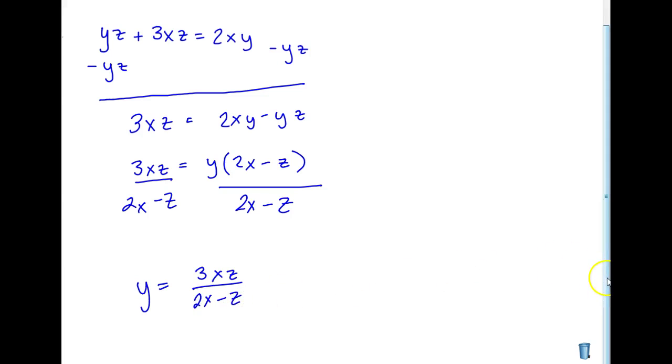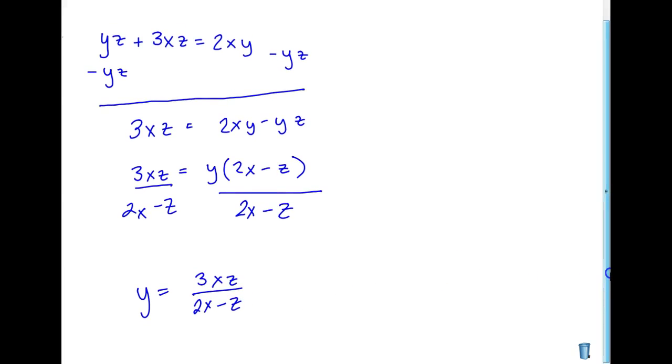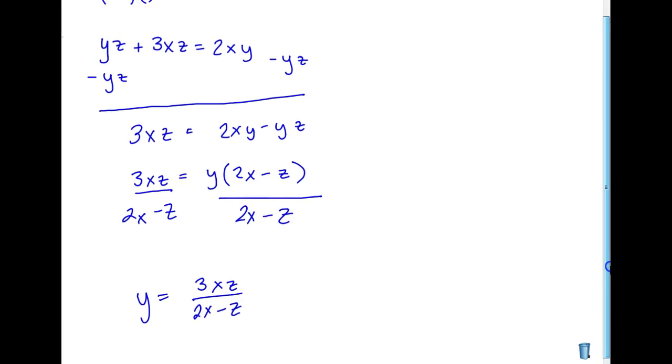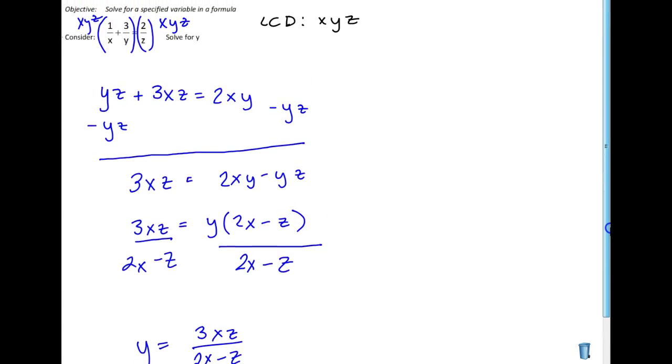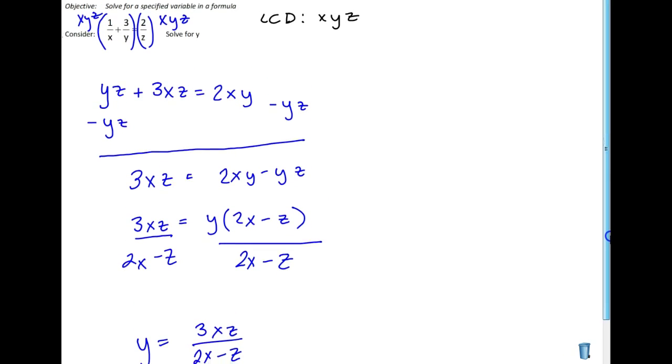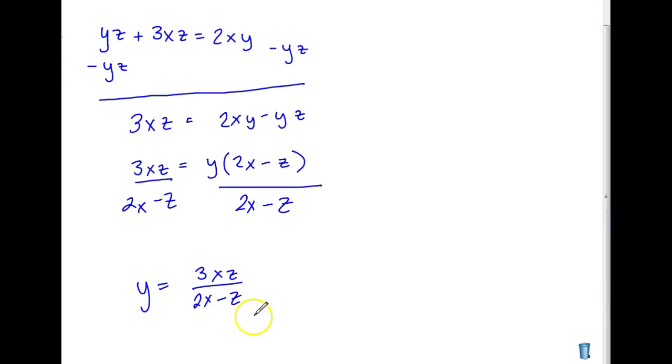Okay? So even though I'm not actually solving, I'm not getting like y equals 2 or x equals -5 or something like that, I still solved for y. In this case, I got y by itself. I solved this rational equation by multiplying both sides of my original equation by my LCD. Okay? So that's how you solve rational equations.